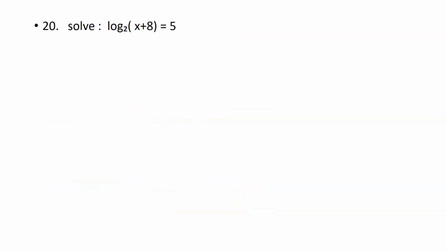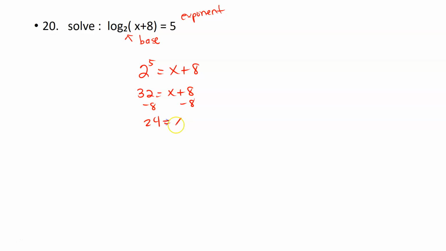Number 20 is the kind of opposite of what number 19 is. My equation is in log form, so I need to turn it into exponent form. This number here that's alone is the exponent. This number is the base of the exponent. So 2 to the 5th equals x plus 8. So 32 equals x plus 8, and then subtract 8 from both sides.